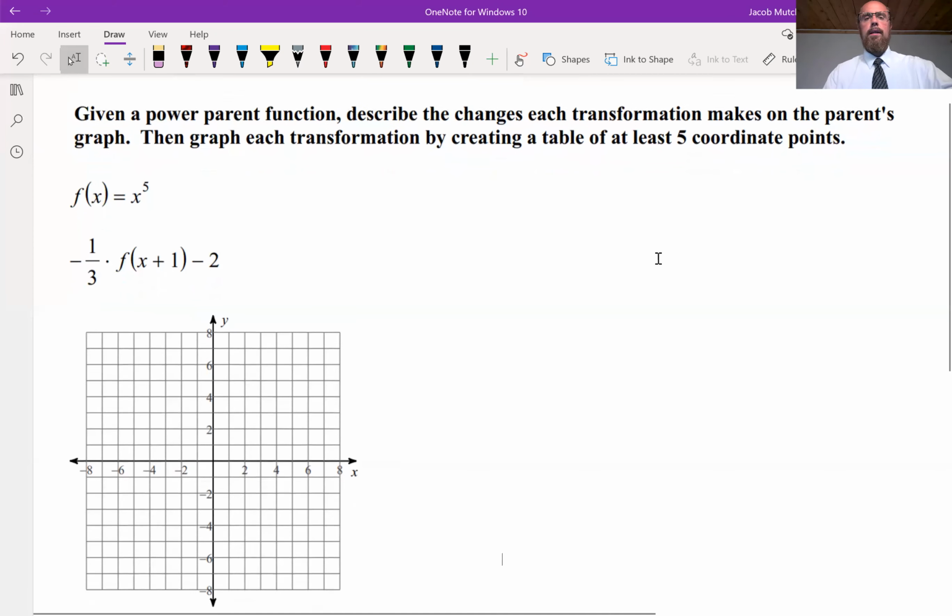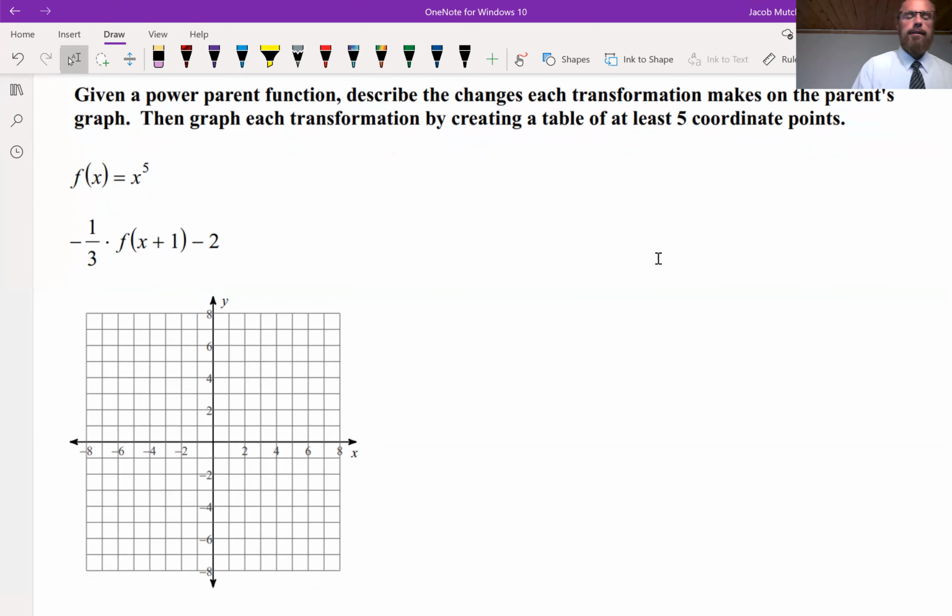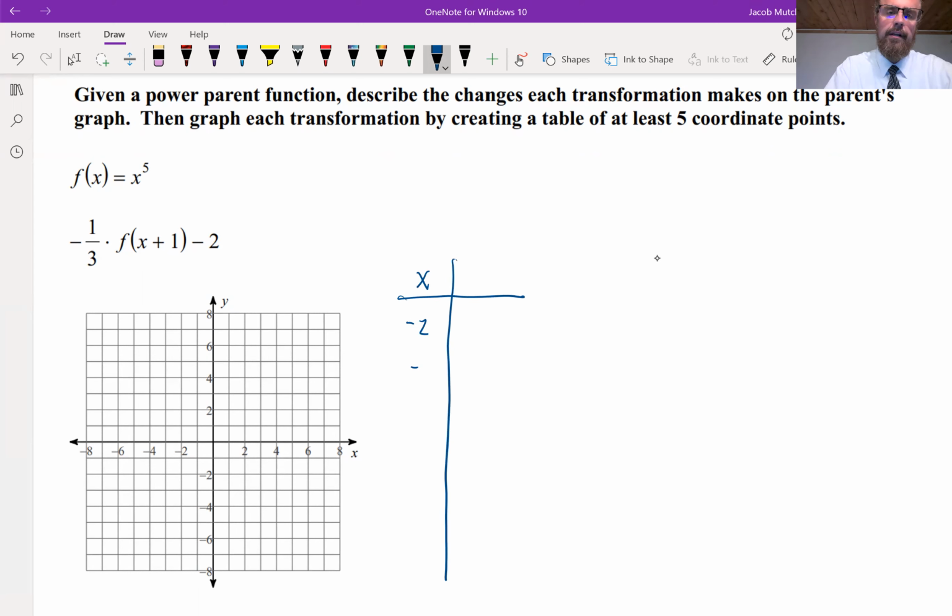Well, let's begin by looking at the parent function's graph, and then we'll say what are these changes that the transformation rule makes on that graph. But let's create a table of values for that quintic power parent. So it's x values, we'll go -2, -1, 0, 1, and 2. Those traditional values for a parent function. Notice they're centered around the origin, and then our function is x to the 5th. So we'll calculate these. It's quick to calculate y values for the parent function.